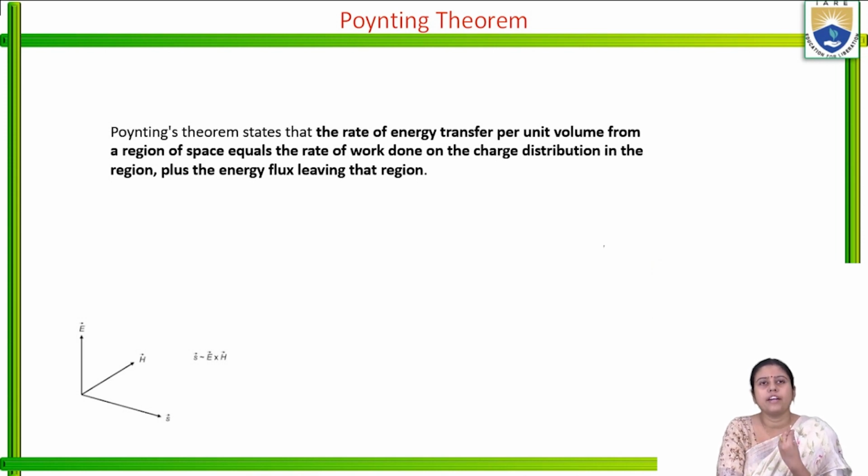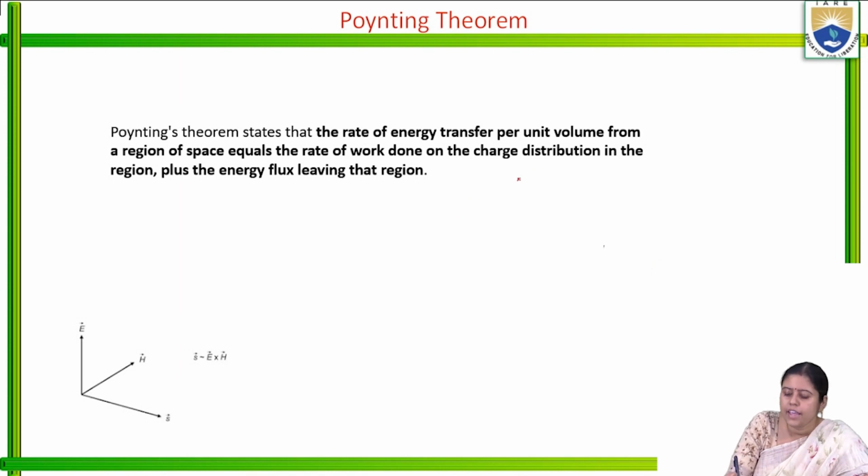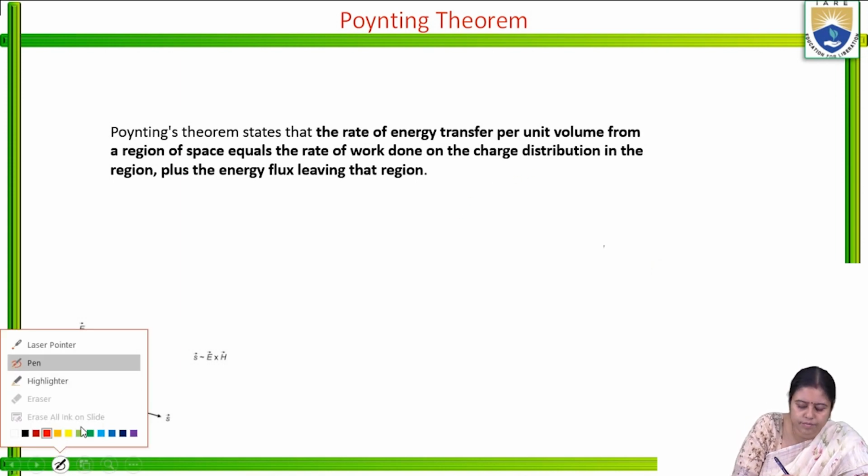The rate of energy transfer, when we are talking about an electromagnetic field, per unit volume from one region of space, what is this? It is equal to the work done on the charge distribution in the region. So energy is equal to the work done plus the energy flux leaving the region. We can assume like this.